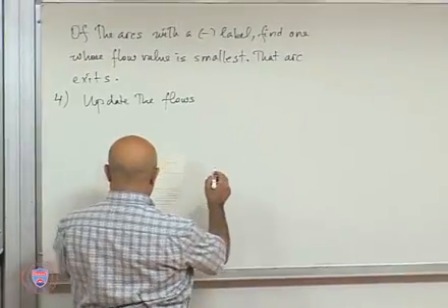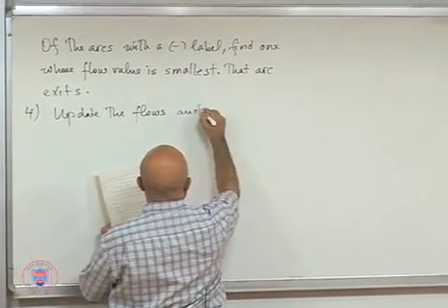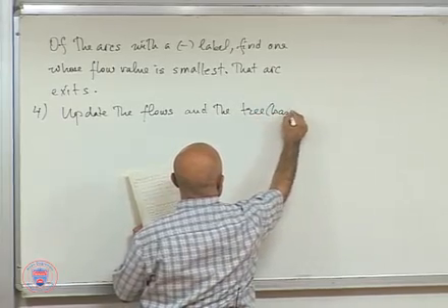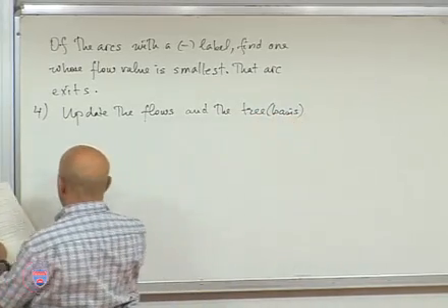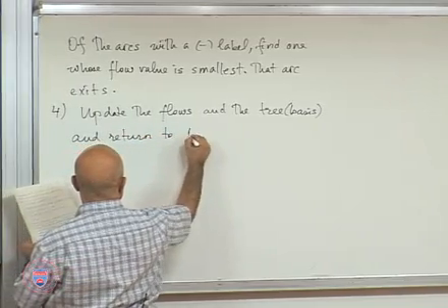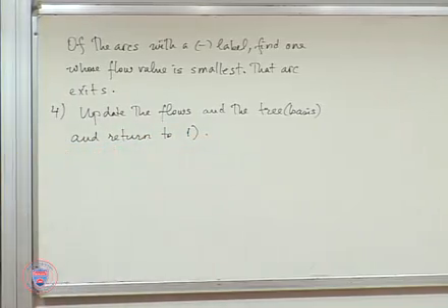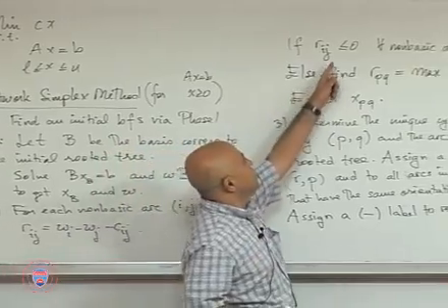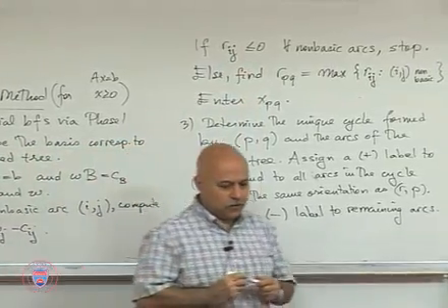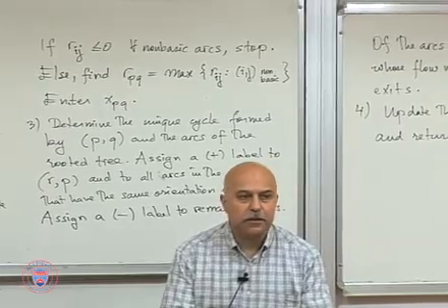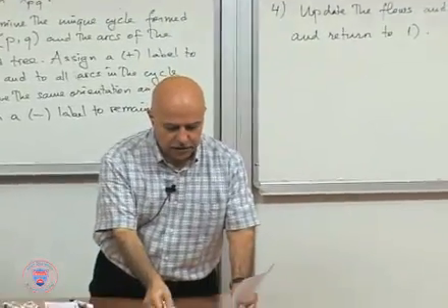So update the flows and the tree, and of course the associated basis, and return to step 1 of the main step. So you keep repeating this until all the reduced costs are less than or equal to 0. Okay? That's the network simplex method for the special case.